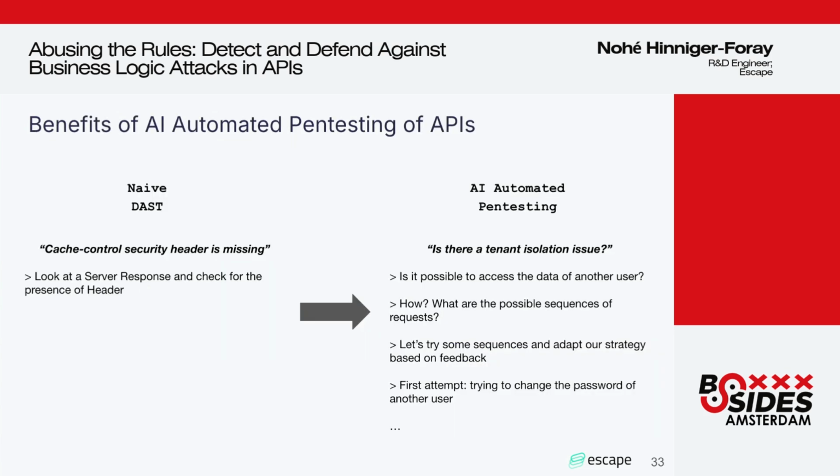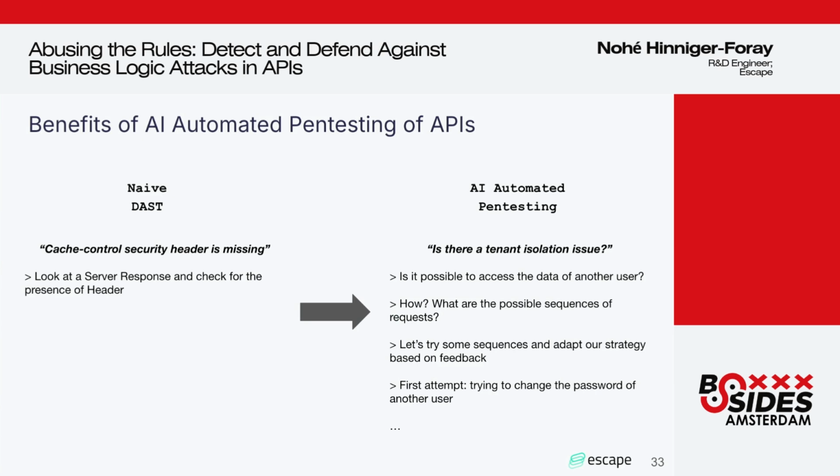So the benefit of using that is that with a naive approach to DAST, you just basically test the network layer or the headers or whatever, and you will have issues like, hey, some security header is missing, which is not very valuable still. Why not? But it's not what you want to test when you have pen testers.